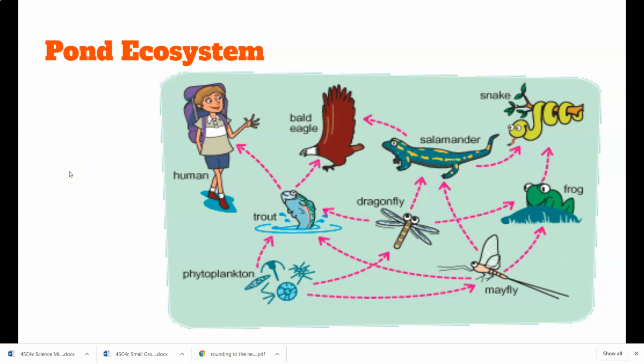All right, now we see a human. I think that's the first one we've seen a human in today. I see phytoplankton as my producer, and everything is getting energy beginning with that producer. We have trout, dragonfly, mayfly, frog, salamander, bald eagle, the human, and a snake.